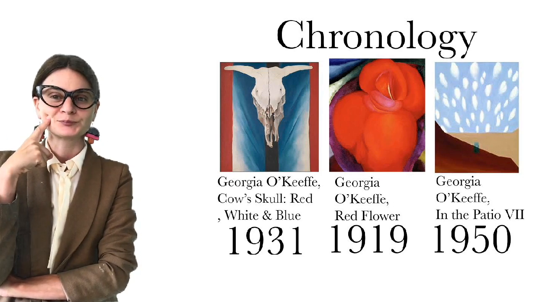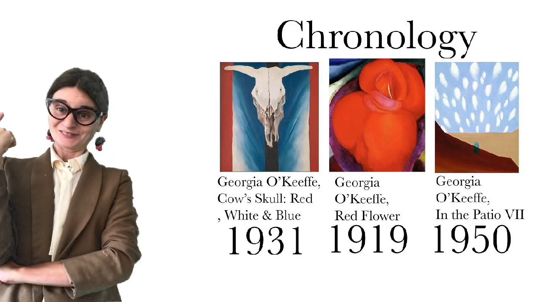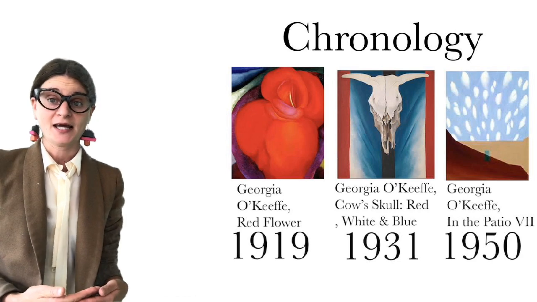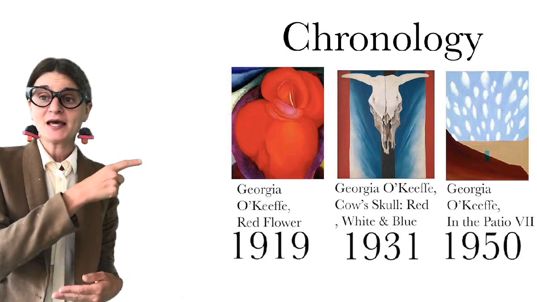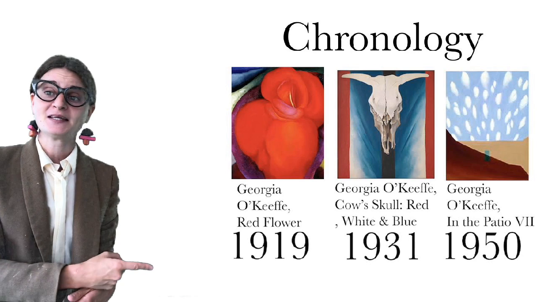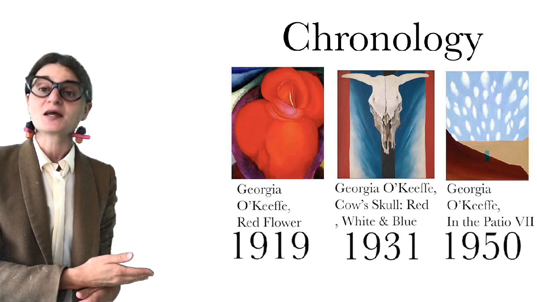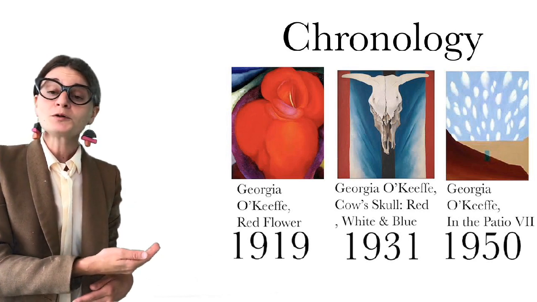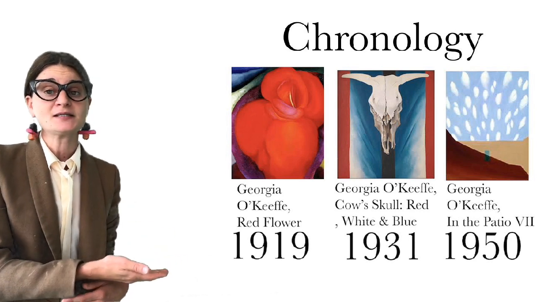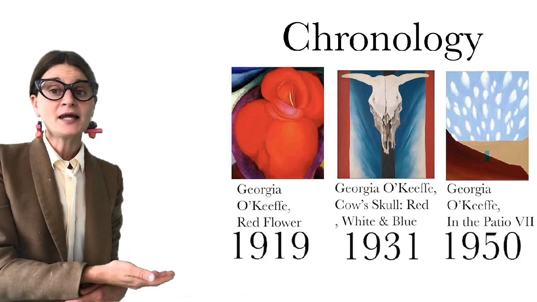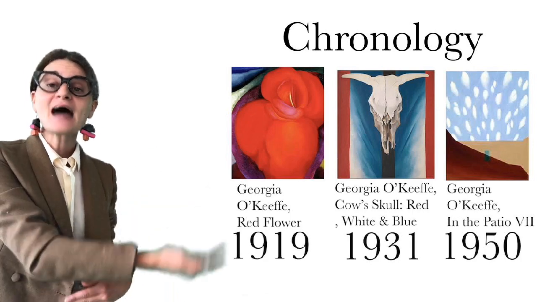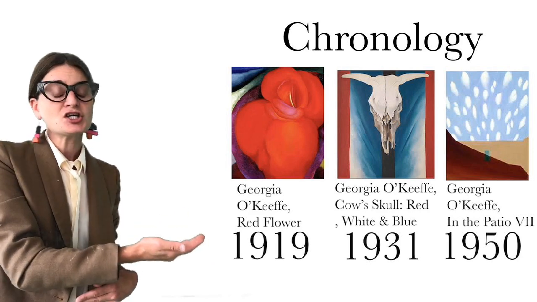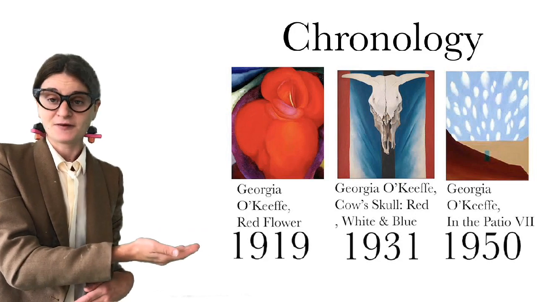Think you got it? You're right. The chronological order that it should have gone in is the first painting, the red flower painting, should be arranged first because she painted it in 1919. Then the next painting would be the cow skull that she painted in 1931. And then right after that one should come her In the Patio painting that she painted in 1950.